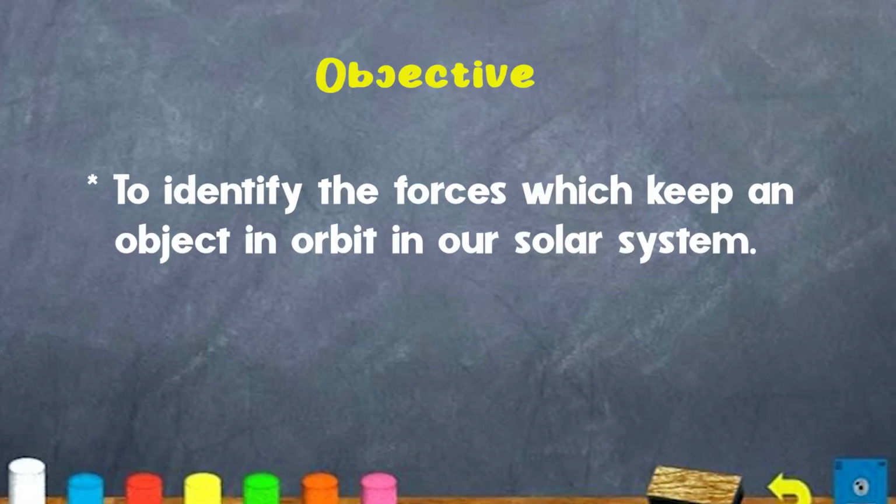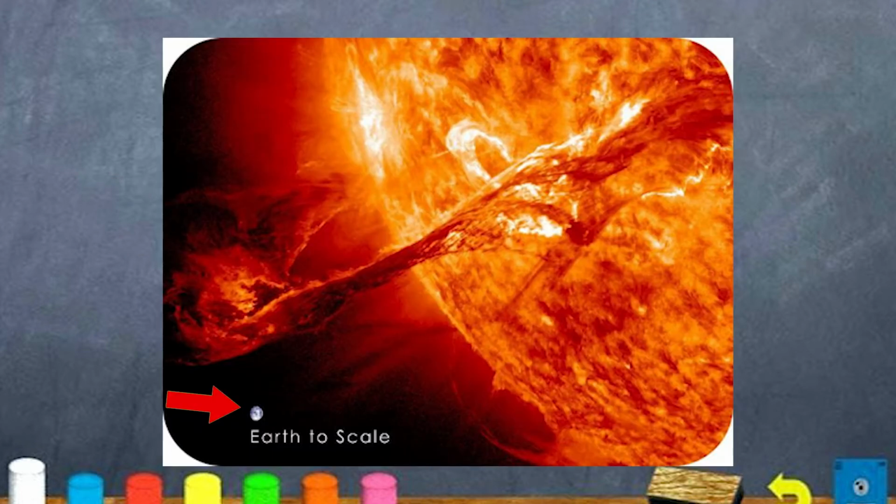Before we do so, can you recall what we did in our last lesson? Yes, boys and girls, we talked about the different planets found in the solar system. Today, however, we're going to identify the forces that keep objects in orbit in our solar system. As you can see in this NASA photo, Earth is tiny in comparison to the Sun. Here, Earth is very small, and you can see the Sun next to it.